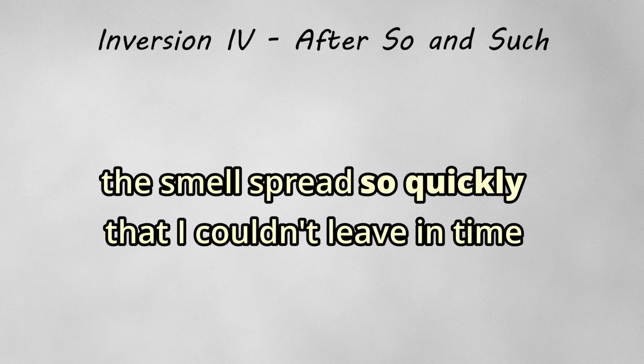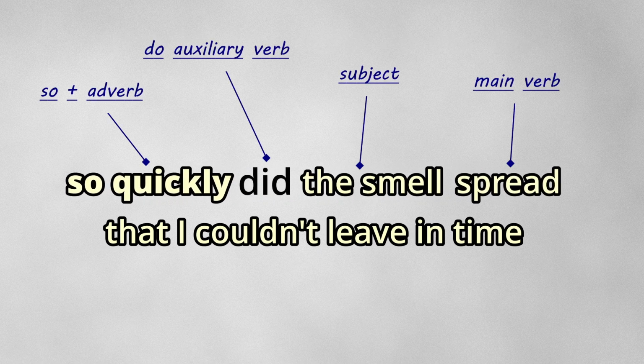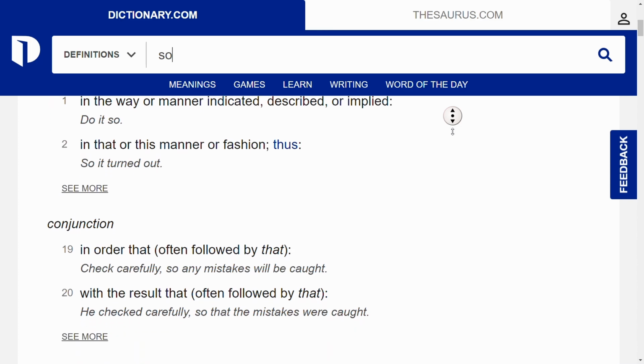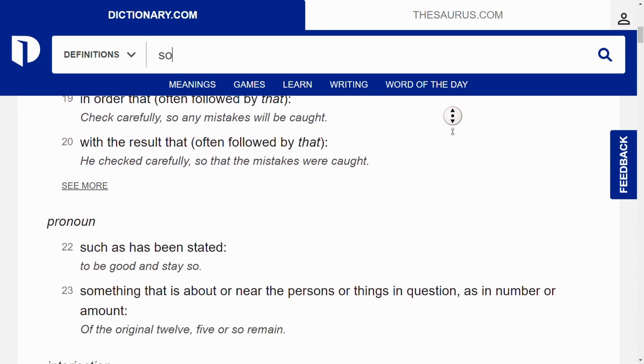If the normal sentence doesn't have an auxiliary verb, then we use some form of do as an auxiliary verb in the inverted sentence and then put the main verb after the subject. In these sorts of sentences, so is used as an intensifier, similar in meaning to very. So actually has loads of different meanings, as you can see here. It's quite an interesting topic, kind of.